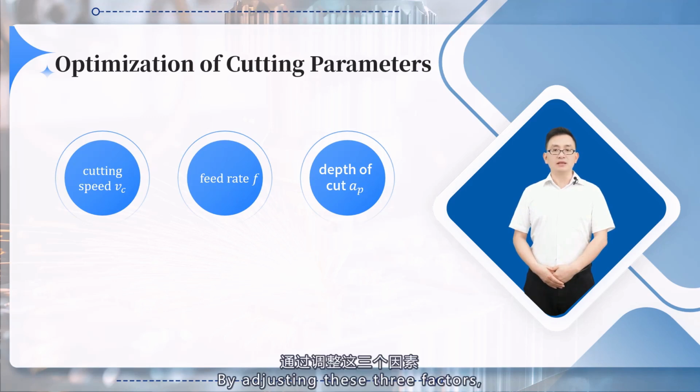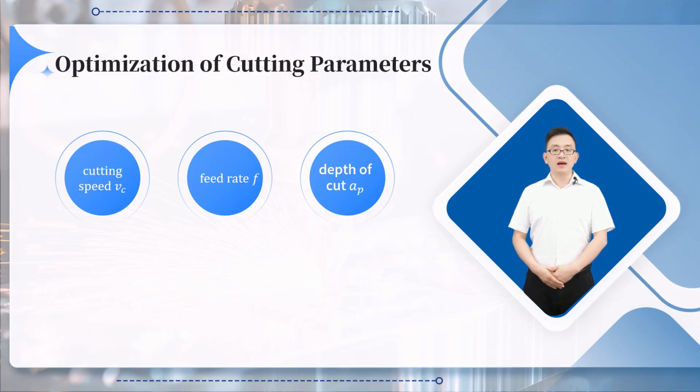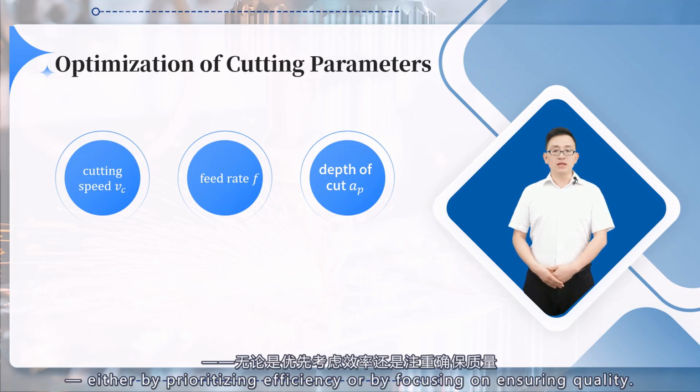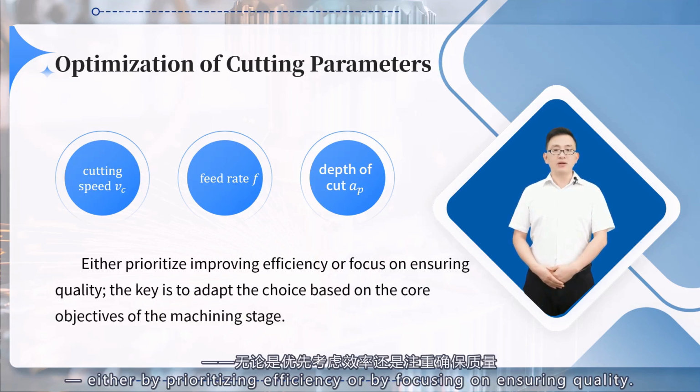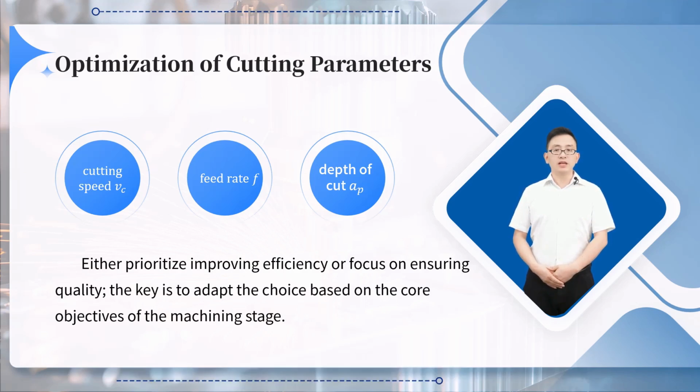By adjusting these three factors, one can directly alter the cutting layer parameters, such as cutting thickness and cutting width, thereby specifically optimizing the cutting process, either by prioritizing efficiency or by focusing on ensuring quality. The key is to adaptively choose based on the core objectives of the machining stage.